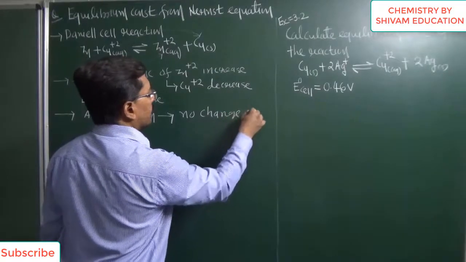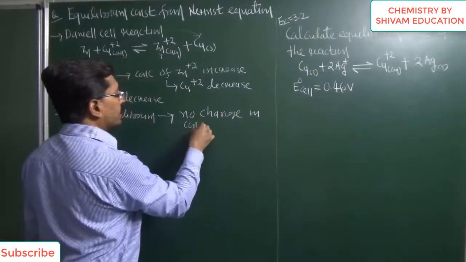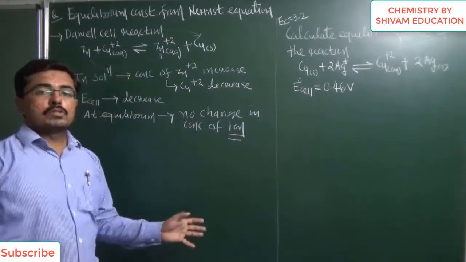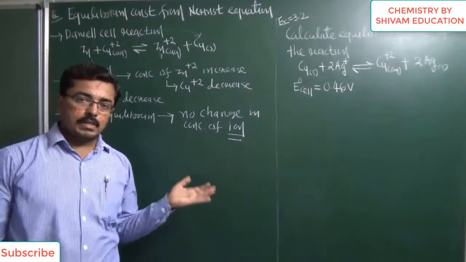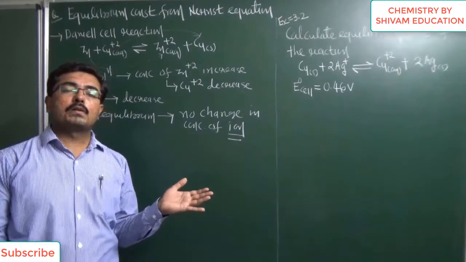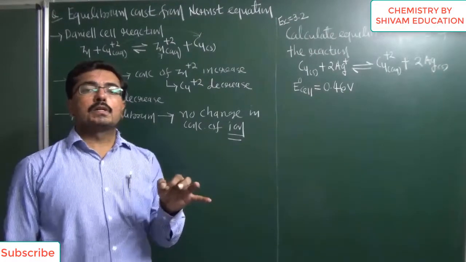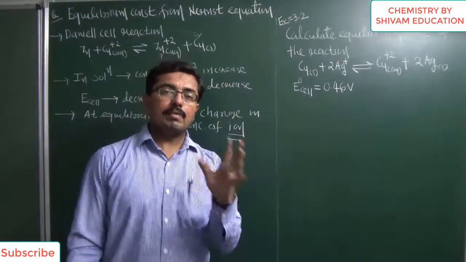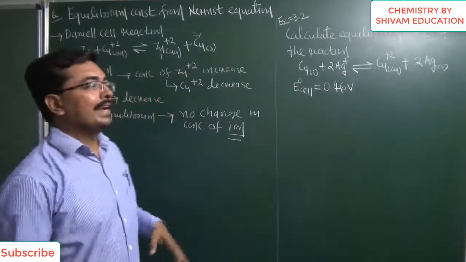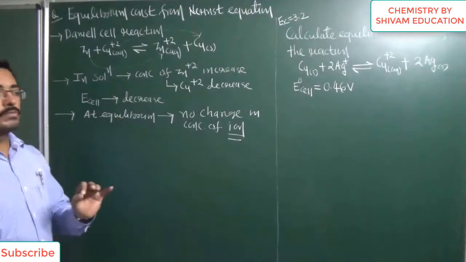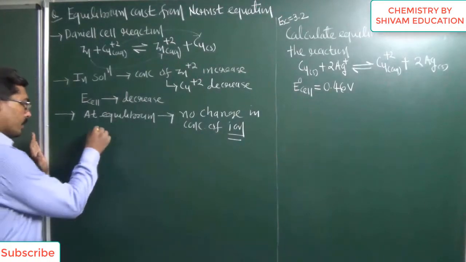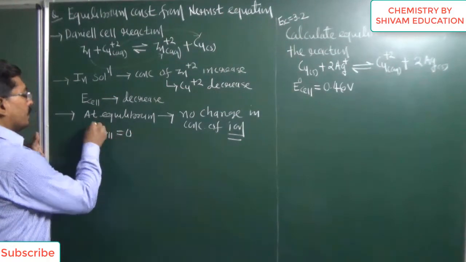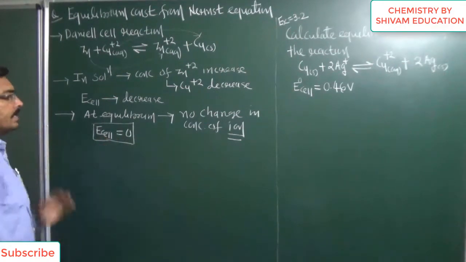concentration of ion. There is no change in the concentration of Zn+2 ion as well as no change in the concentration of Cu+2 ion, and you will observe that in a galvanic cell, the galvanometer indicating the potential of the cell will show 0. So when the system attains equilibrium, the potential of the cell, E cell, will be 0.